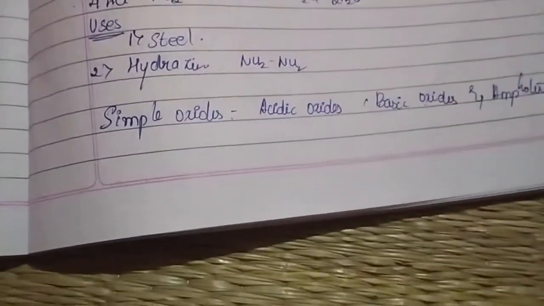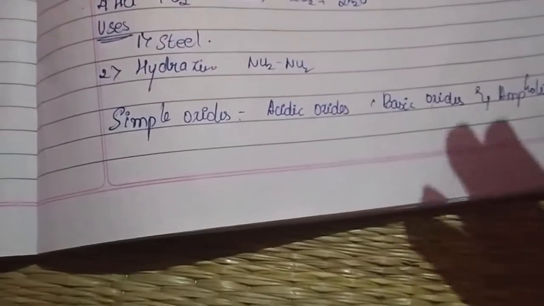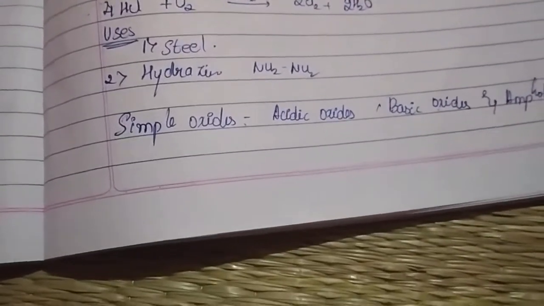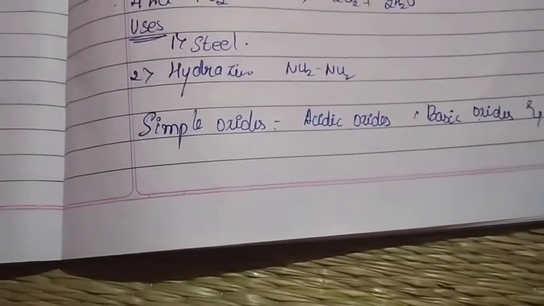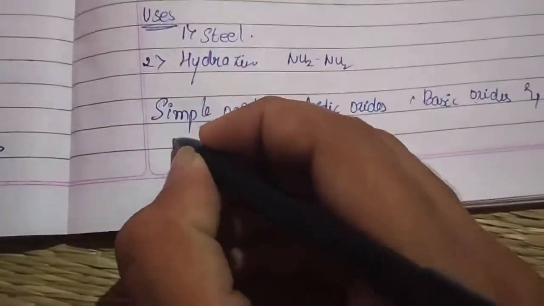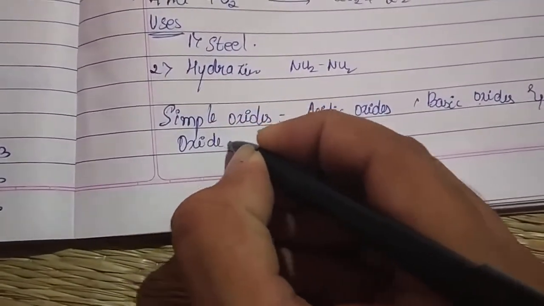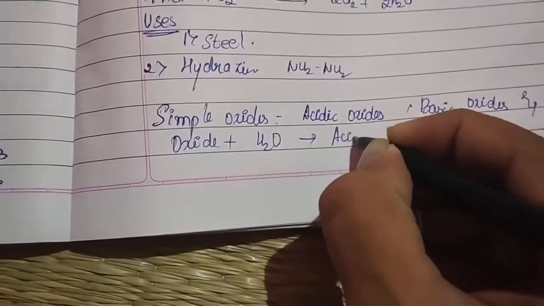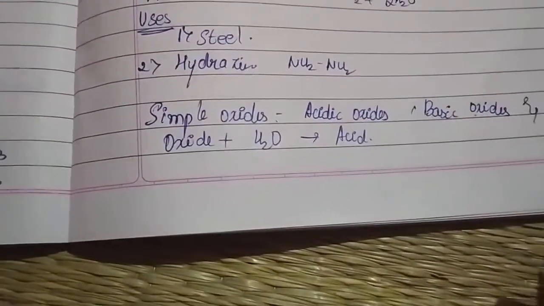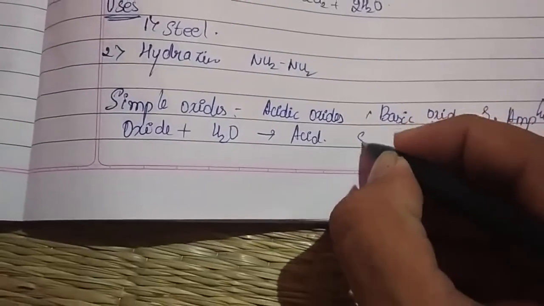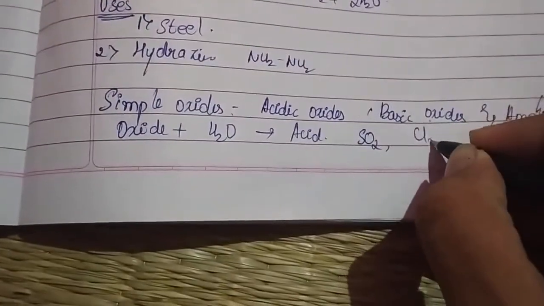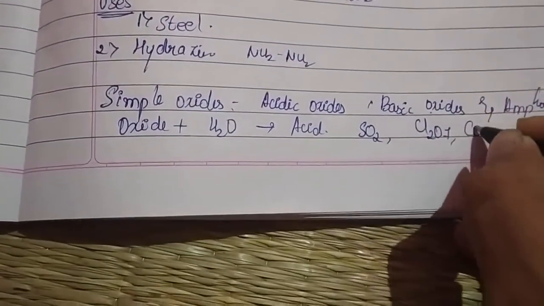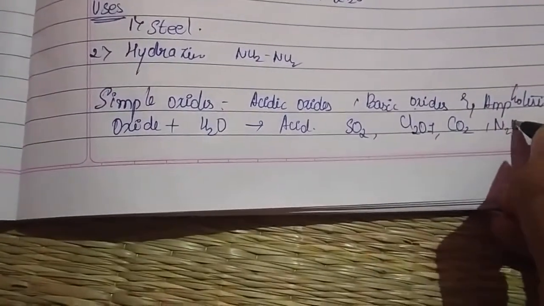So when we talk about an acidic oxide, what does it refer to? Whenever you take an oxide and it combines with water, if it gives an acid, such oxides are called acidic oxides. For example, SO2, Cl2O7, CO2, N2O5. So these are certain examples of acidic oxides.